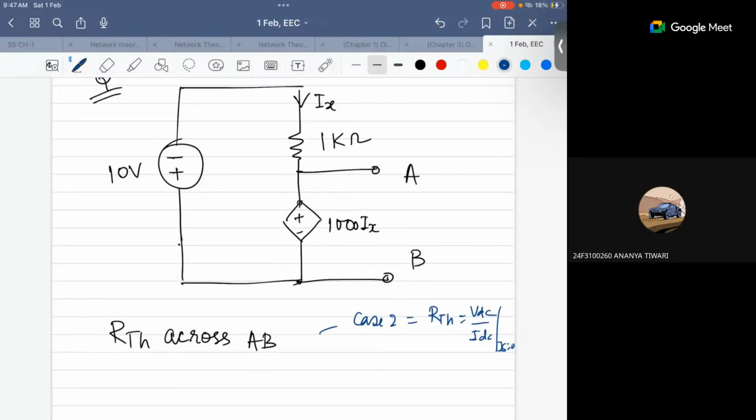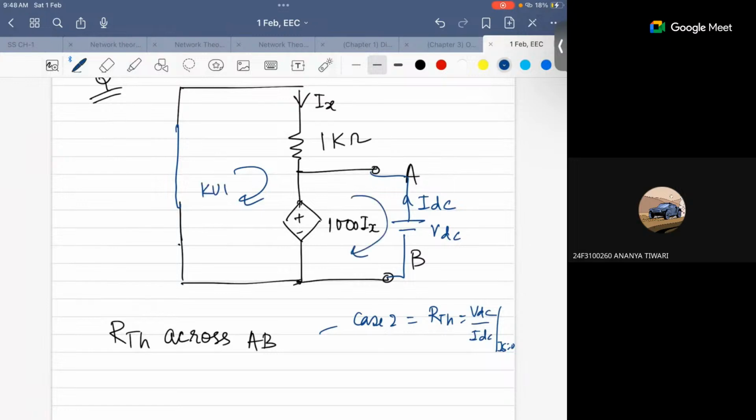Okay, I'll give you a hint also. You just have to short circuit this. Now add a VDC, and the current passing is IDC. You have to calculate VDC upon IDC. So you can use KVL here in loop 1 or here also. In the first case you will get the value of Ix, and then you can use the value of Ix here to get the value of VDC upon IDC. Just use it.